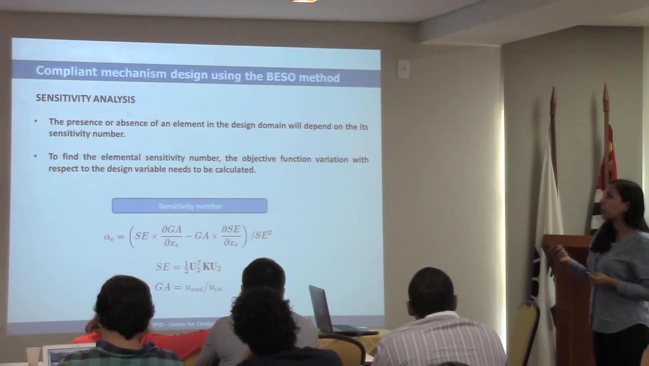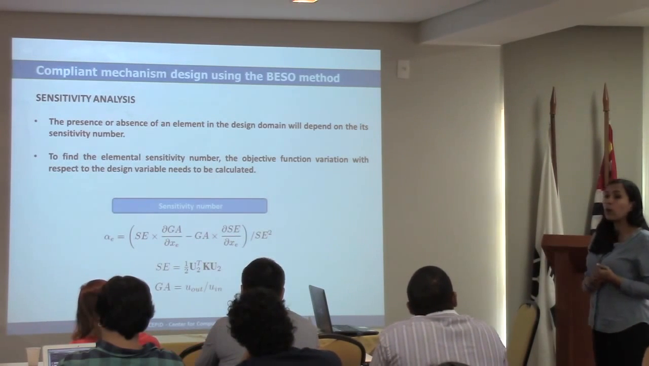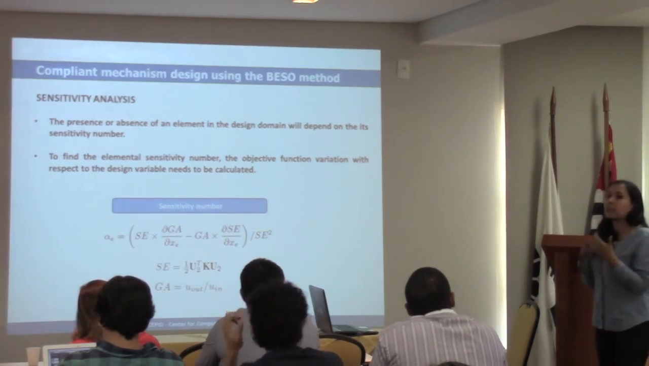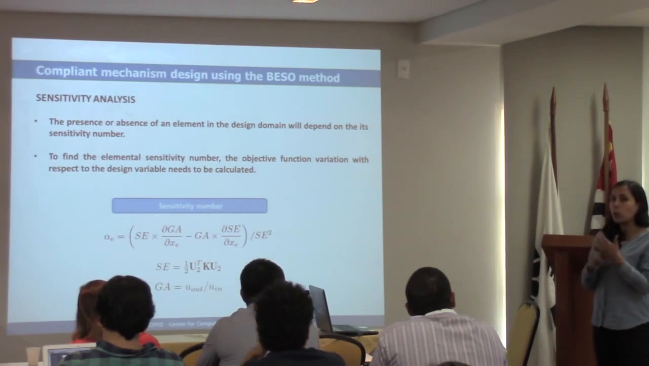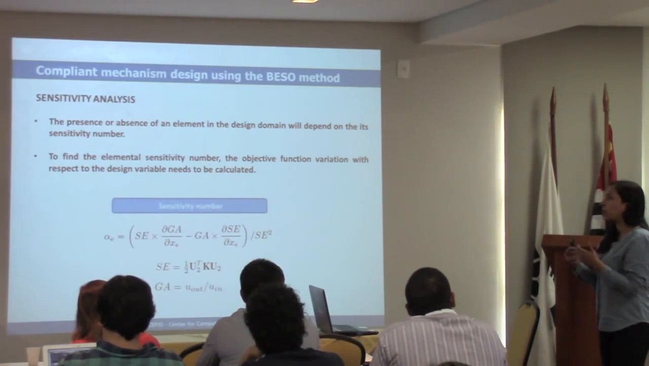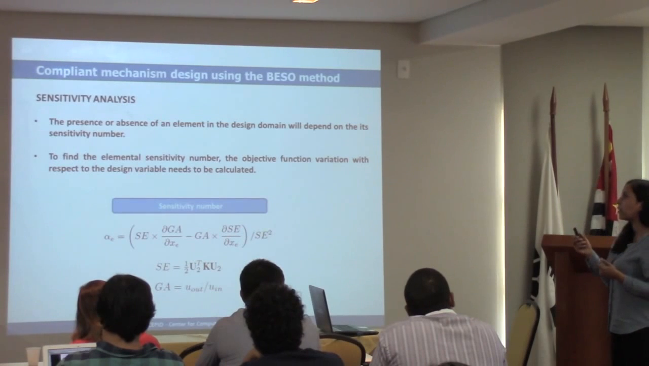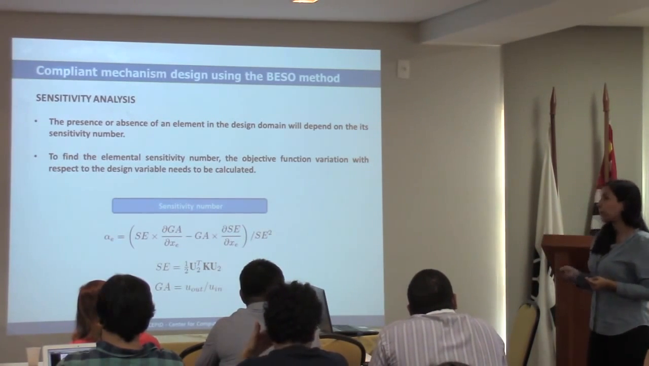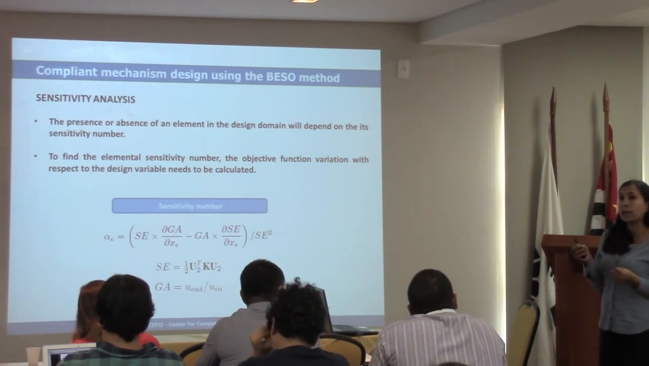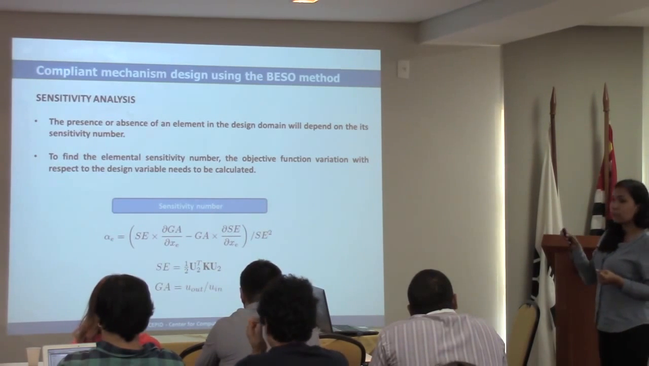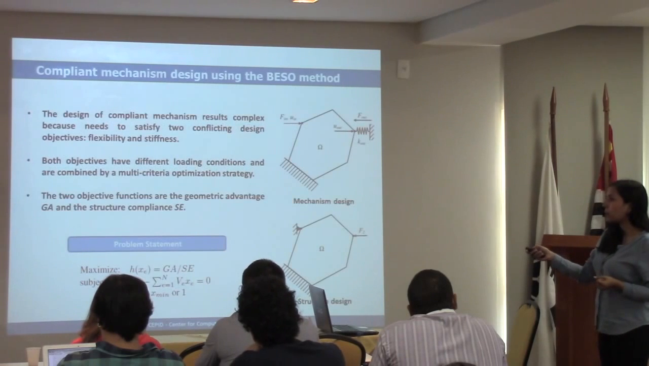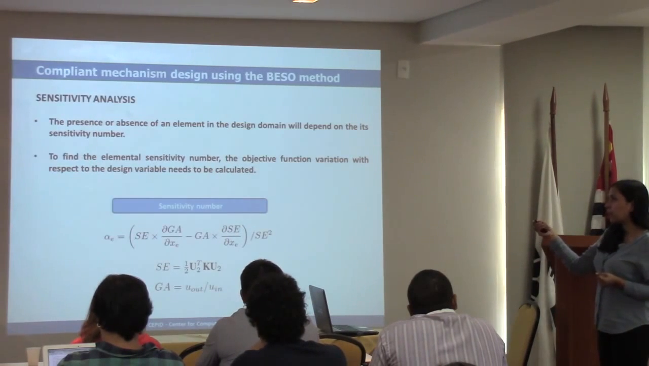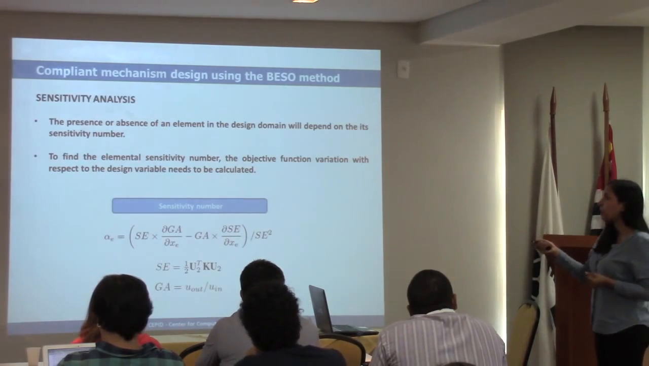And we will continue with the sensitivity analysis. The sensitivity analysis is very important because it's the part that determines which element stays and which element should leave the design domain. So the presence or absence of an element will depend on this number. This number can be calculated by differentiating the objective function that we already saw before, which will be this expression here.